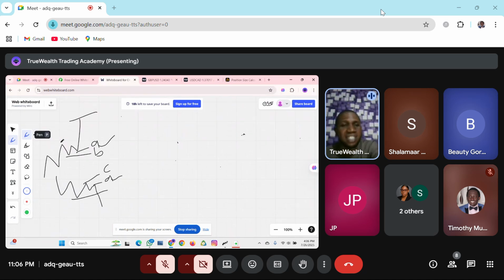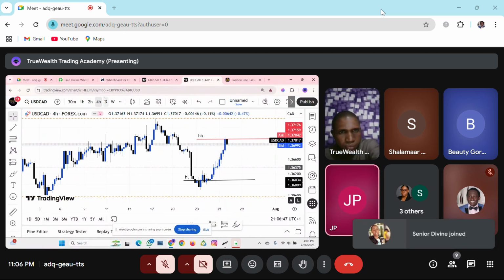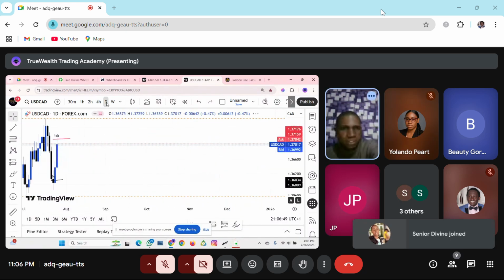If you can understand it on paper, you can understand it inside the charts. So understand it on paper, and you understand it inside the chart. So we are learning very fast, right? So for 4 hours, we are in an uptrend, right? So let's go to the daily time frame.